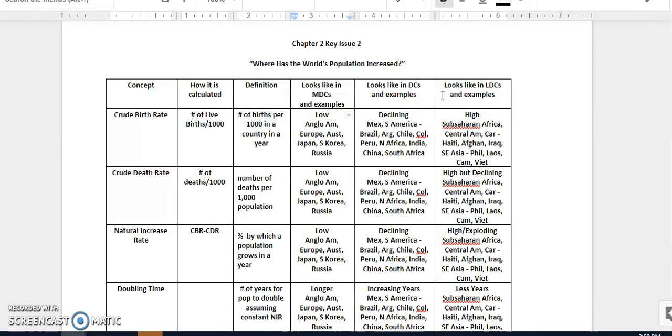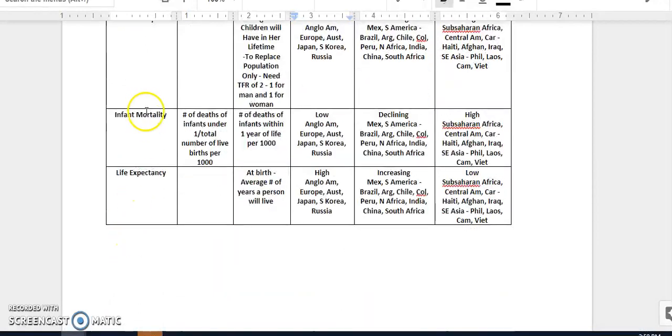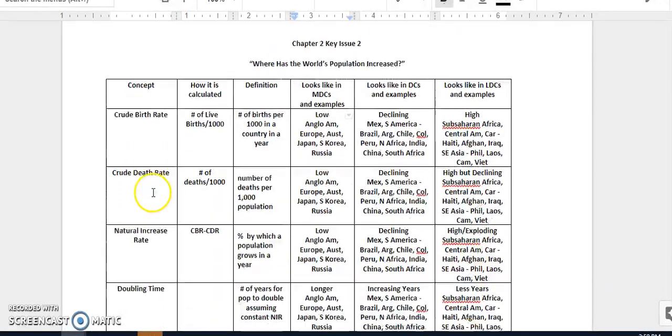So we are talking about where the world's population has increased, and we can identify this based on these demographic statistics. These are demographic indicators, or what we call demographic measures. So let's start here with the crude birth rate.